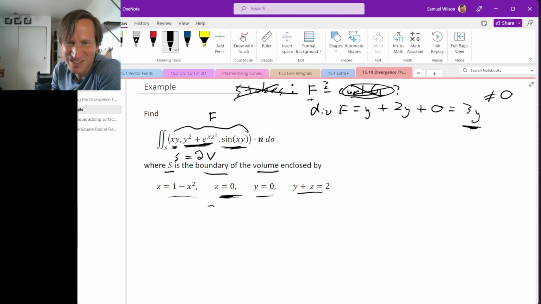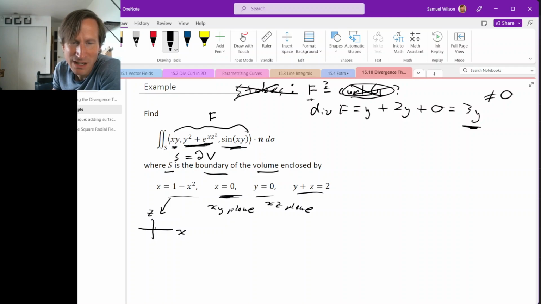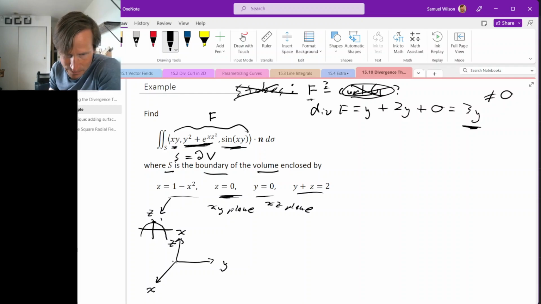So z equals 0, that's just the xy plane. y equals 0, that's just the xz plane. So let's look at these other two. z equals 1 minus x squared. y doesn't show up in this equation, so if we look just in the xz plane, this is a parabola that opens down like this, right? This top vertex is at height 1. Okay, so that means that if we go now to 3-space, like this, in the xz plane we've got this parabola like this.